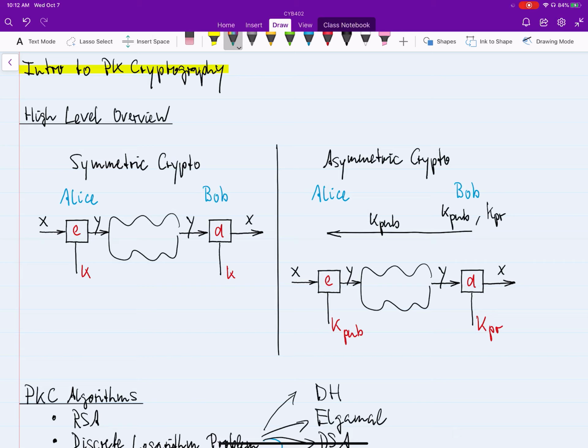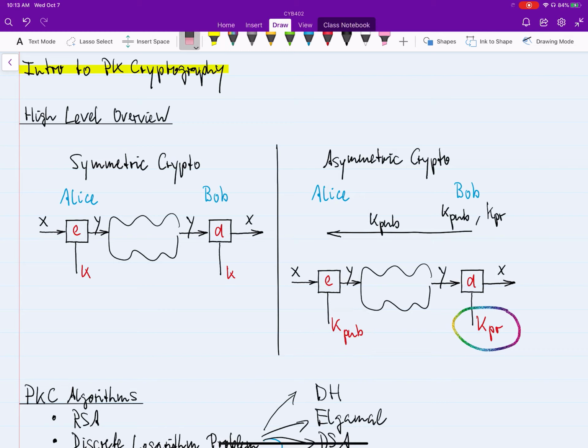So if Alice wants to send Bob a secret message, what Alice is doing is she is going to use the public key in order to encrypt the plain text, and then she sends over the ciphertext, and on the other side, on the decryption side, Bob is going to use his private key in order to decrypt the message and retrieve the plain text.